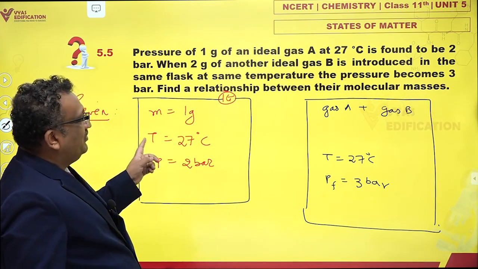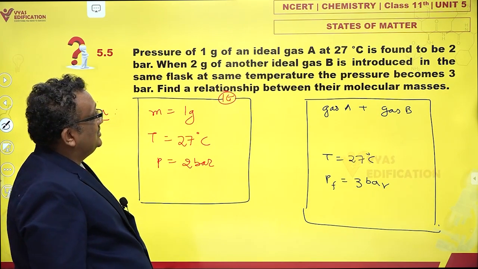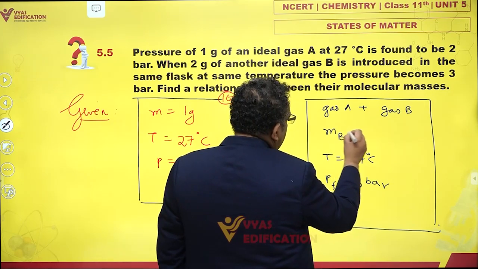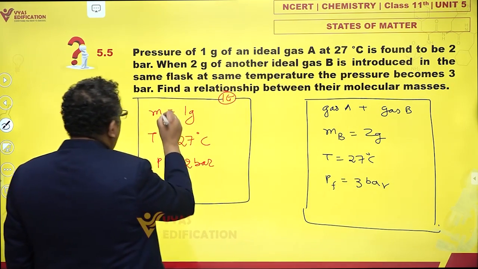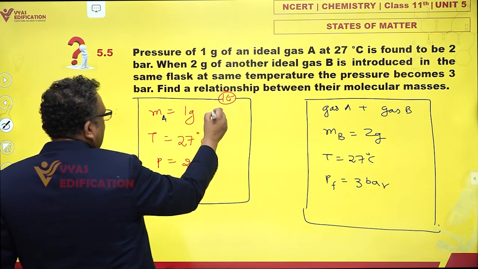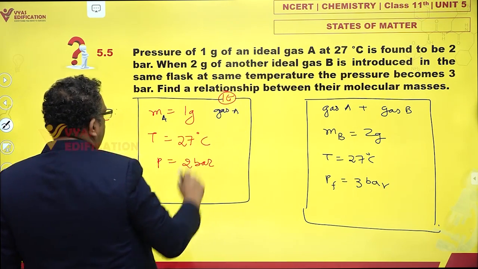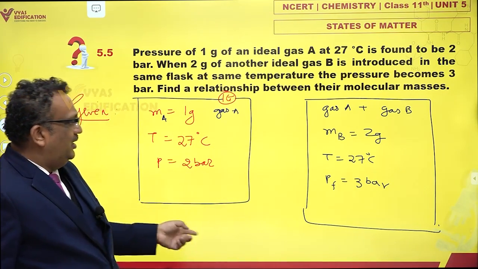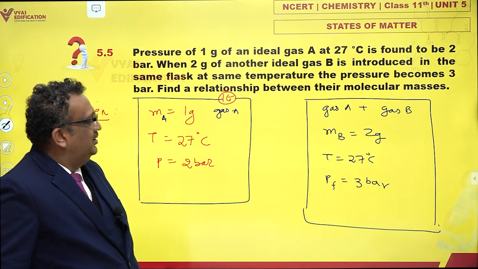Find a relationship between their molecular masses. Well, mass of B is 2 grams. This is mass of A. Initially there was only gas A, right? So gas A, 1 gram of A was there. You introduced 2 grams of B and all this drama ensued.